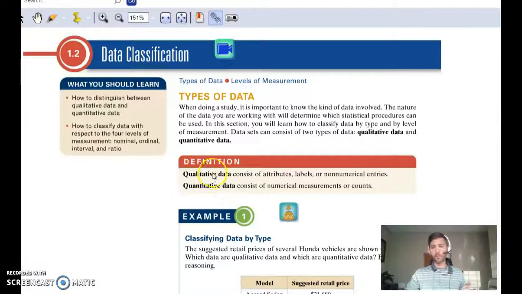Qualitative data is something non-numerical. It's just a quality. Qualitative. So what color hair somebody has, what color cars people have, what religion people follow. So something that's just a quality, can't be measured in numbers, that's qualitative. If you can measure it in numbers and quantities, that's quantitative data.